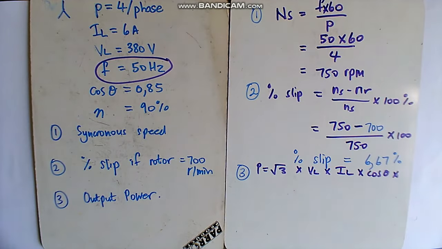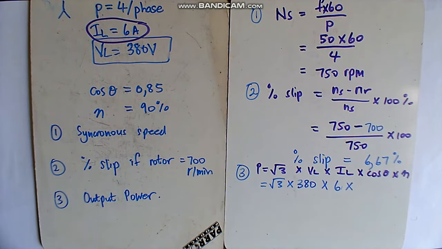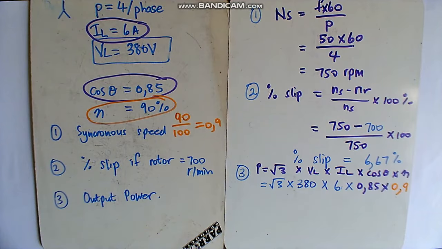That will be our true power times cos theta, and then to get the final power, notice that efficiency will have to come in, so times the efficiency. Right, do remember this formula. We will substitute V is equal to 380 into the formula, times the current, which is 6 amps, times cos theta, which is 0.85, times the efficiency, which is 0.9.